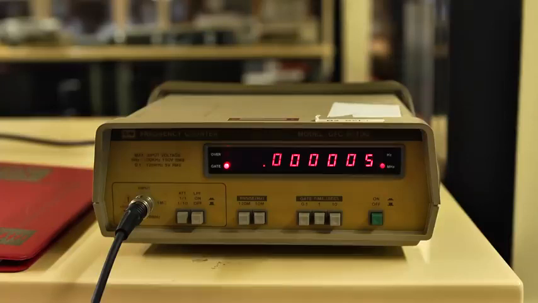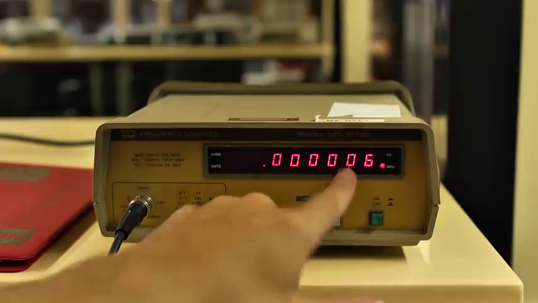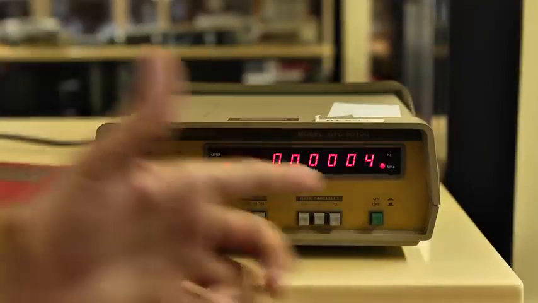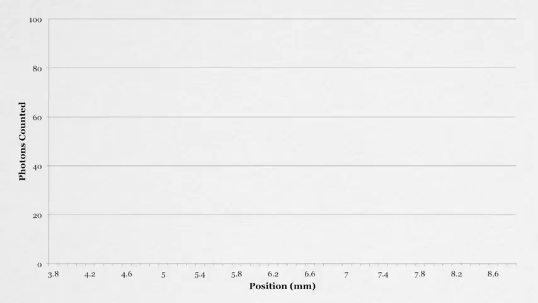Now right now there's no light passing through to the detector, but there is still a bit of a background reading, and that's because I can't block all the light out of there, plus there are cosmic rays passing through this room which will also set off the detector. I'm plotting a graph of the number of photons counted as a function of position across the detector.